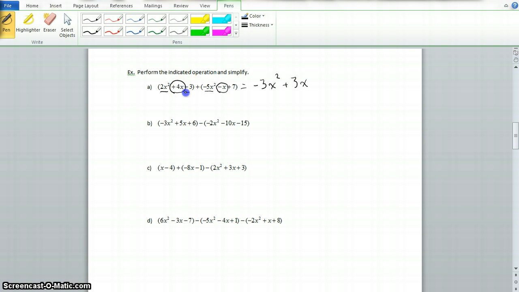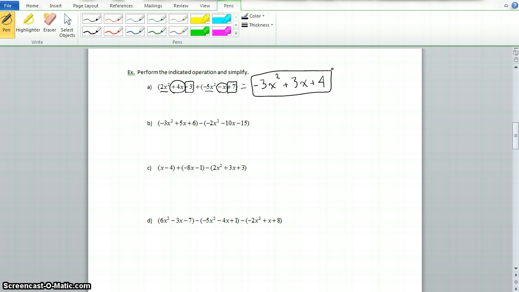And then the constant terms, let's put boxes around those. Negative 3, remember that sign in front goes with the term. So negative 3 plus 7 gives me a positive 4. So you can see the answer for part A: negative 3x squared plus 3x plus 4.